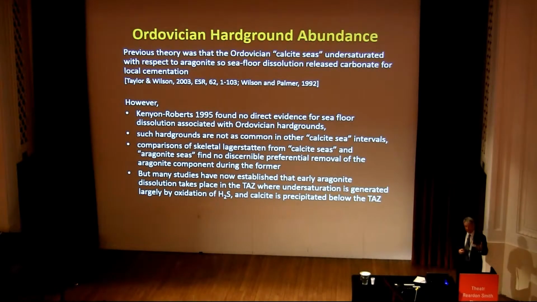So, what about this idea that this is a geochemical effect? This is to do with seawater. That undersaturation in Ordovician seawater led to the dissolution of aragonitic shells, and that aragonite was reprecipitated as a cement locally to produce cemented seafloors. There are another number of problems with this.